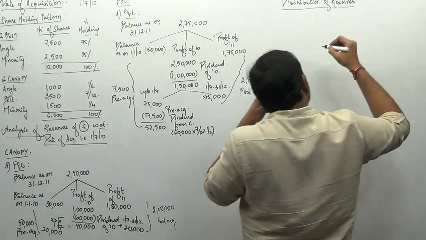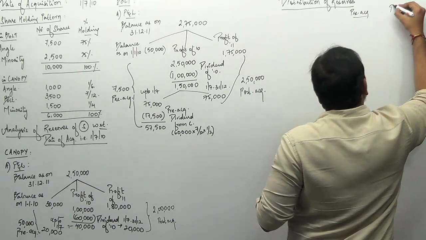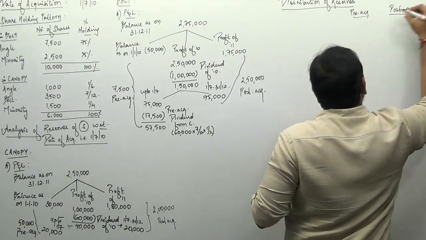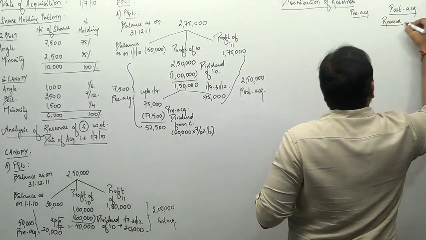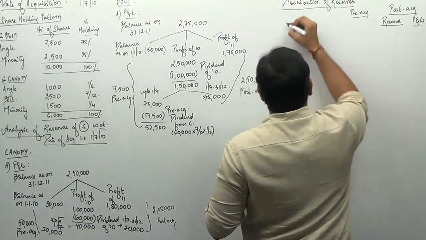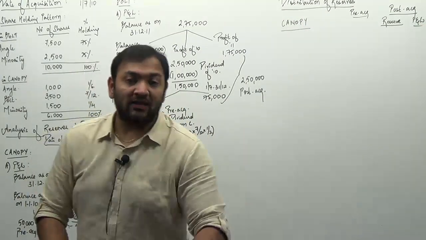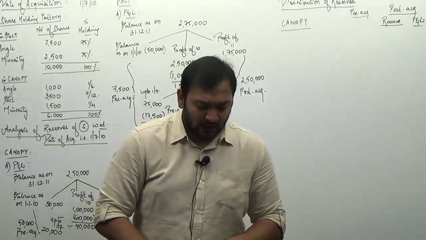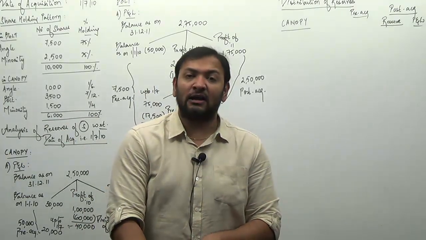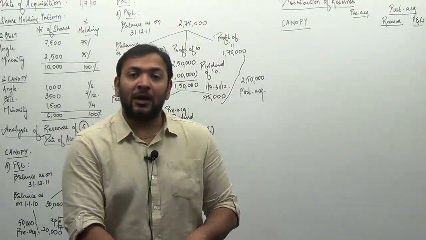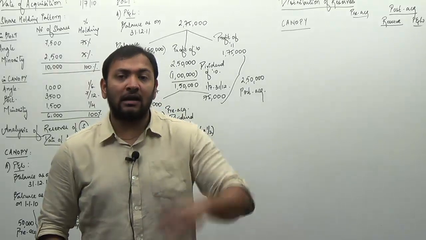This was my step 4, distribution of reserves. Pre-acquisition and post-acquisition. Under post-acquisition, two columns, reserve and P&L. First, let's distribute for Canopy. You need to take even the reserve into account. Reserve balance as on 1st January 2010 is 50,000. Reserve at the end of 2011 is 75,000. Appropriation is 25,000 during the year 2010. No appropriation for 2011. So whatever appropriated in 2010, half is pre, half is post.